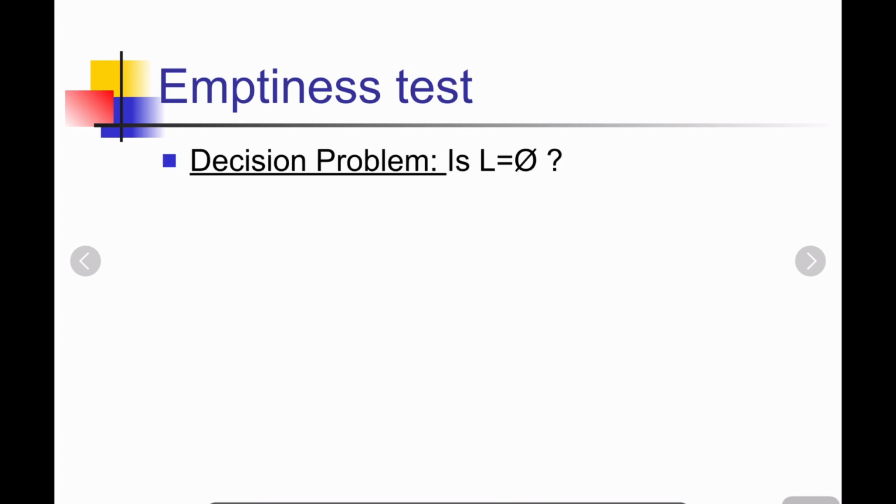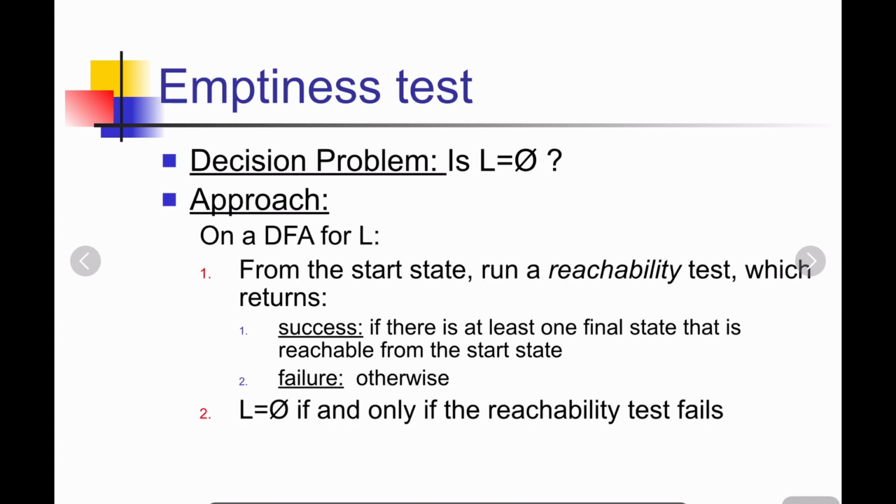There is one more test, called the emptiness test. What do you mean by the emptiness test? It also comes under decision problems. Is L equal to phi? Phi is the empty set, which we have already seen, meaning there is no transition at all.